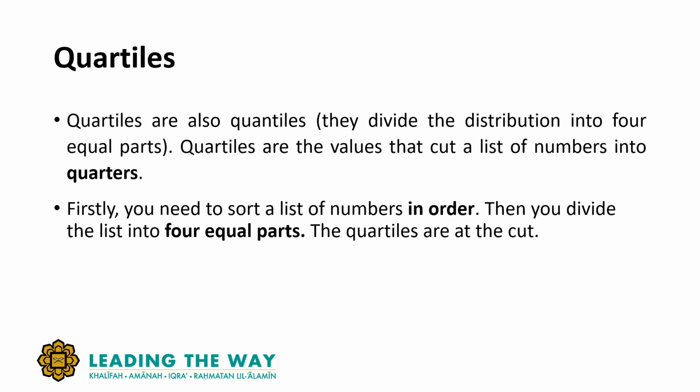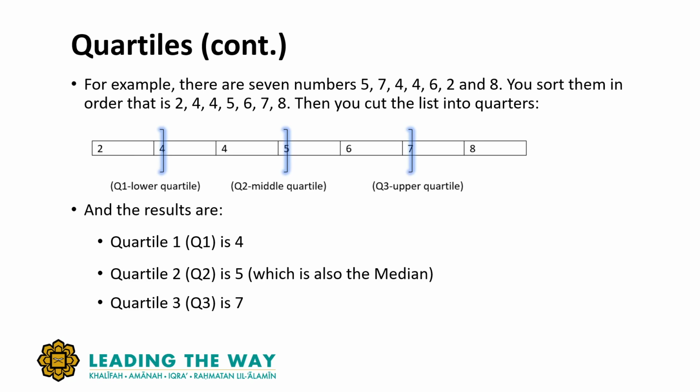Other than quantiles, we have quartiles. Quartiles are also quantiles. They divide the distribution into 4 equal parts. Quartiles are the values that cut a list of numbers into quarters. Firstly you need to sort the list of numbers in order, then you divide the list into 4 equal parts. The quartiles are the cuts. In this example, there are 7 numbers. You sort them in order, then you cut the list into quarters.